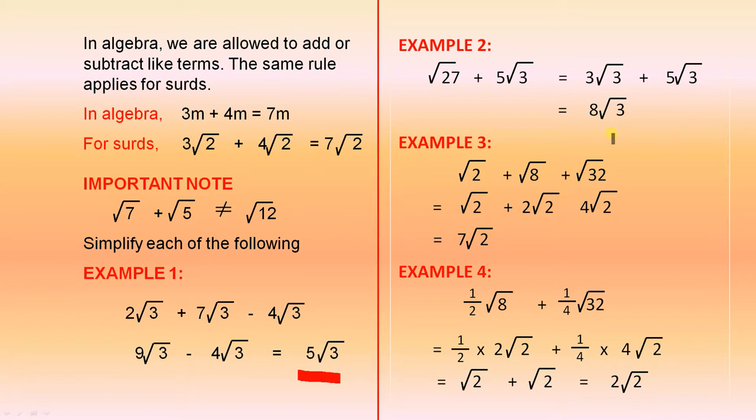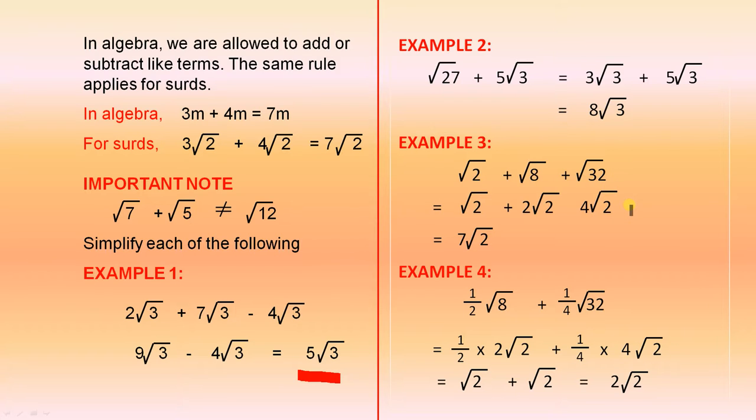Second example, which is here. Now the square root of 27 is 3 the square root of 3. We saw that in earlier videos, how to simplify surds. Because very quickly, it's the square root of 9 by the square root of 3. Now the square root of 9 is 3. That's why it's 3 the square root of 3. So 3 plus 5 gives you 8 the square root of 3.